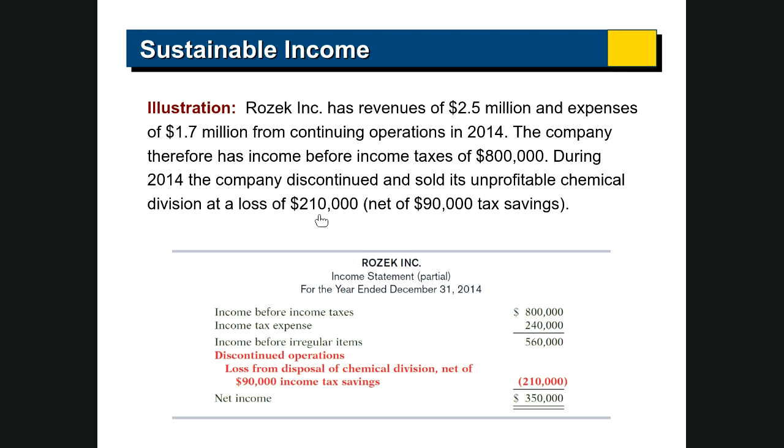Are you following? Net of tax. If you have a gain, if you have income, you will have positive tax. If you have a loss, it saves you tax elsewhere. So that's why it says net 90,000 tax savings, right? It's a bit difficult to understand at first. Follow what I'm saying here.